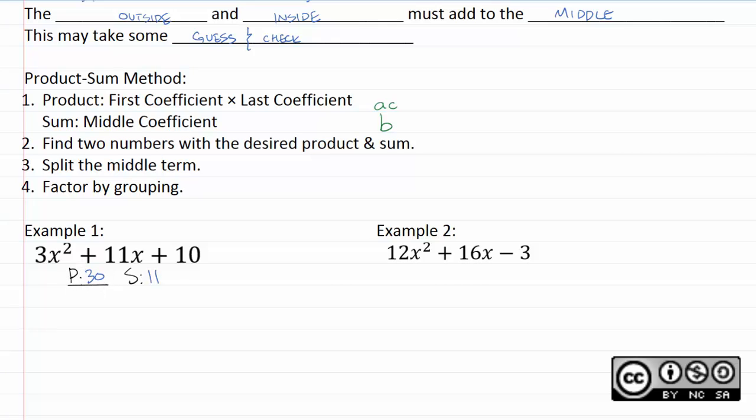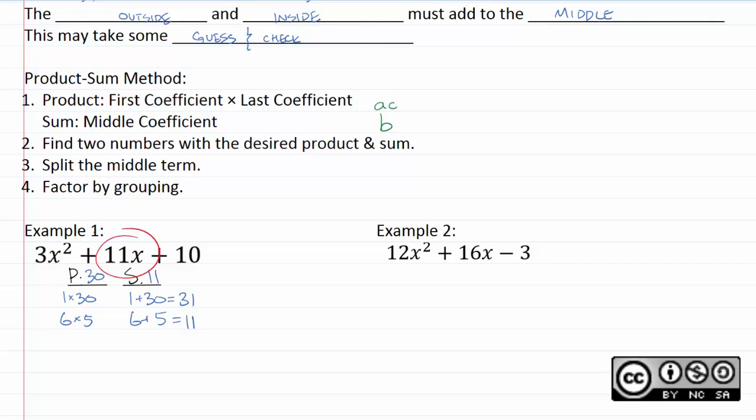And then for step 2, what we're going to do is find 2 numbers with the desired product and sum, 2 numbers that multiply to make 30 and add to make 11. You don't necessarily need to get it right on your first try. For instance, 1 times 30 is 30. 1 plus 30 is 31. That's not quite what we're looking for. We want to get 11. Well, if I had 6 times 5, 6 plus 5 is 11. So we have a match here. And that's what we're looking for. So we've just done steps 1 and 2. We found the product, we found the sum, we found 2 numbers with the desired product and sum.